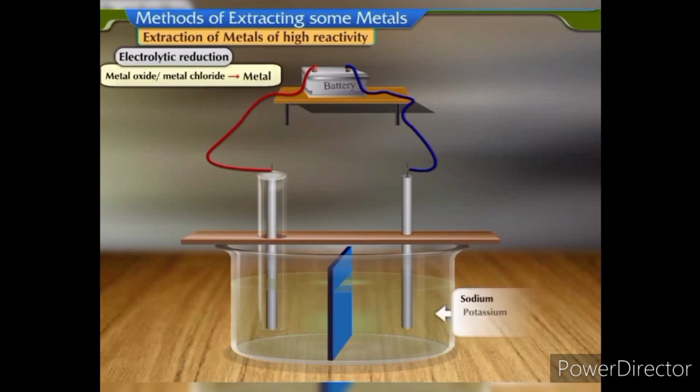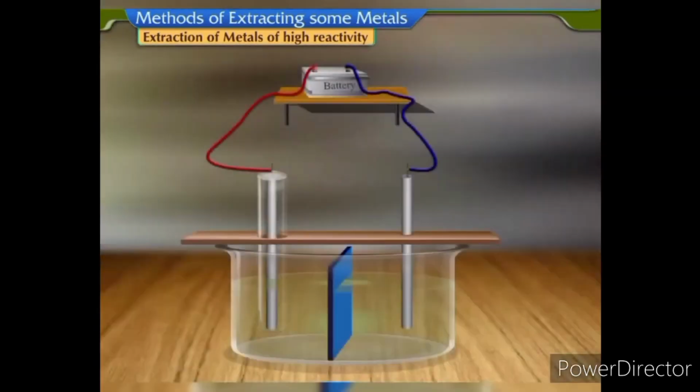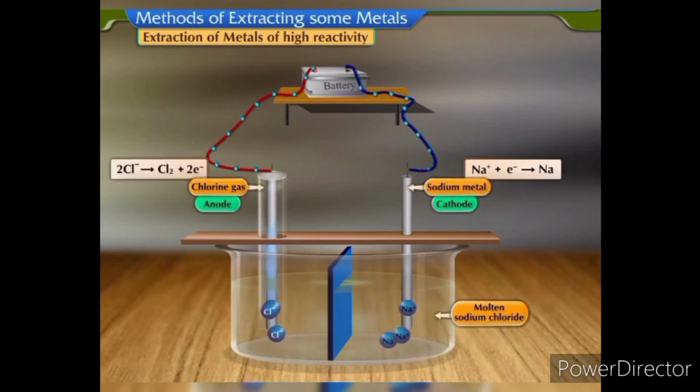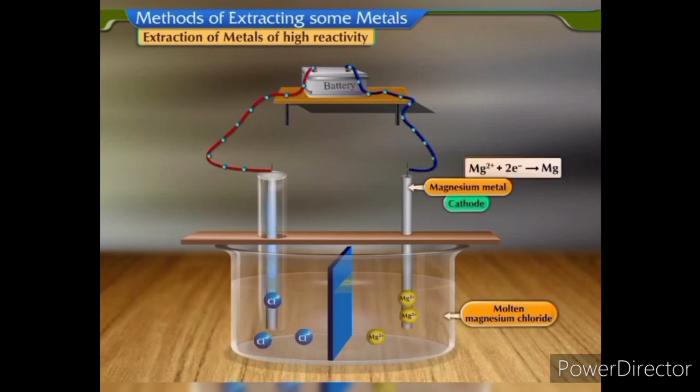The metals sodium, potassium and calcium are obtained by the electrolysis of their molten chlorides. In this process, the pure metal is obtained at the cathode and chlorine gas is obtained at the anode. For example, in the electrolysis of molten sodium chloride, sodium metal is obtained at the cathode and chlorine gas at the anode. In the electrolysis of magnesium chloride, magnesium metal is obtained at the cathode and chlorine gas is obtained at the anode.